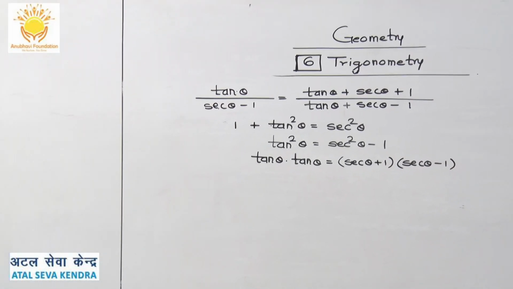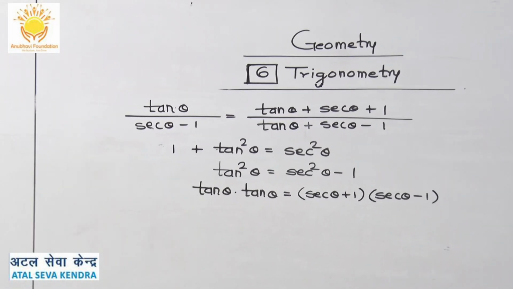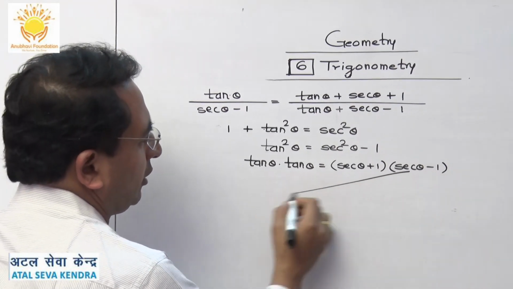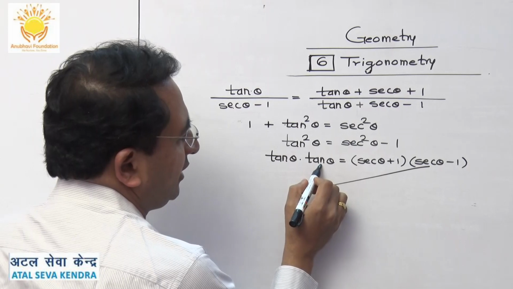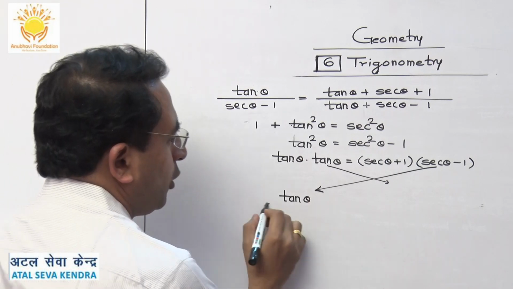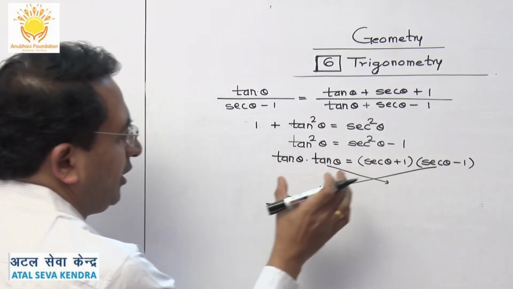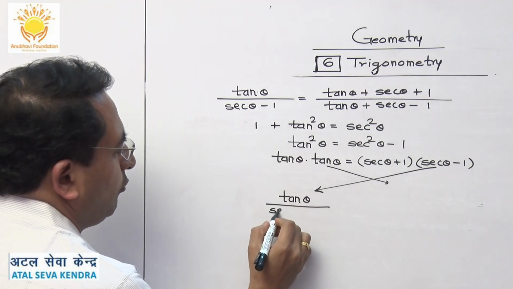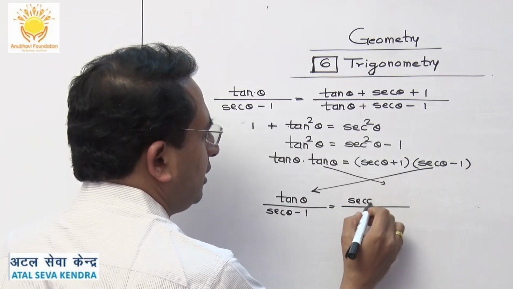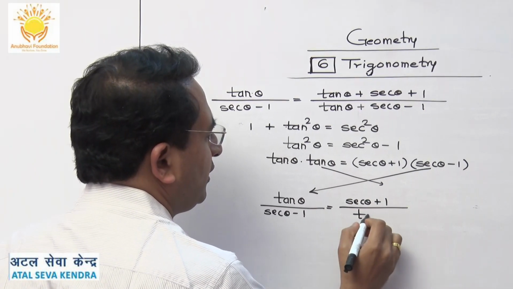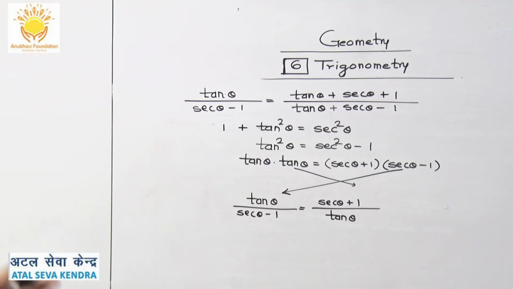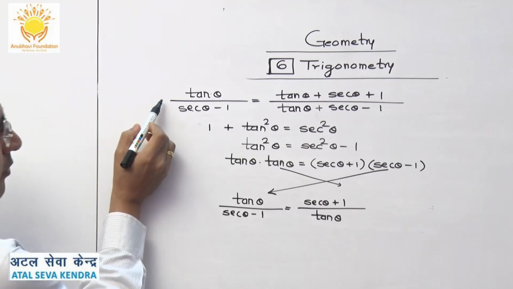Are you getting it? Now first ratio we have to create. Now that is possible when you transfer this sec theta minus 1 on the left and this tan theta on the right. So what will happen here? Tan theta upon this portion will come in the denominator because that is what we want. That is equal to, what will come here? Sec theta plus 1 upon tan theta. Now these are the basic ratios. Out of that, one ratio we want. That is nothing but this.